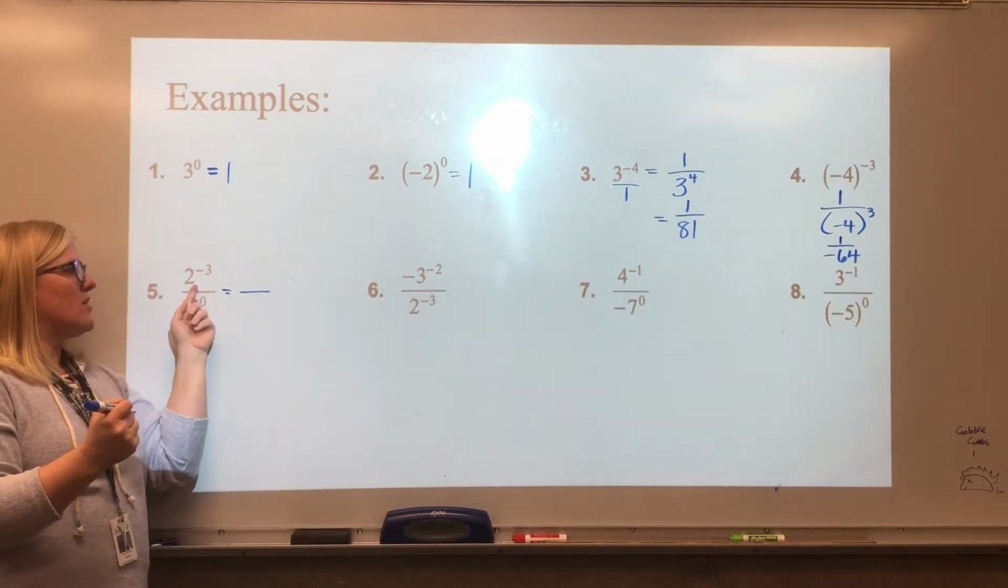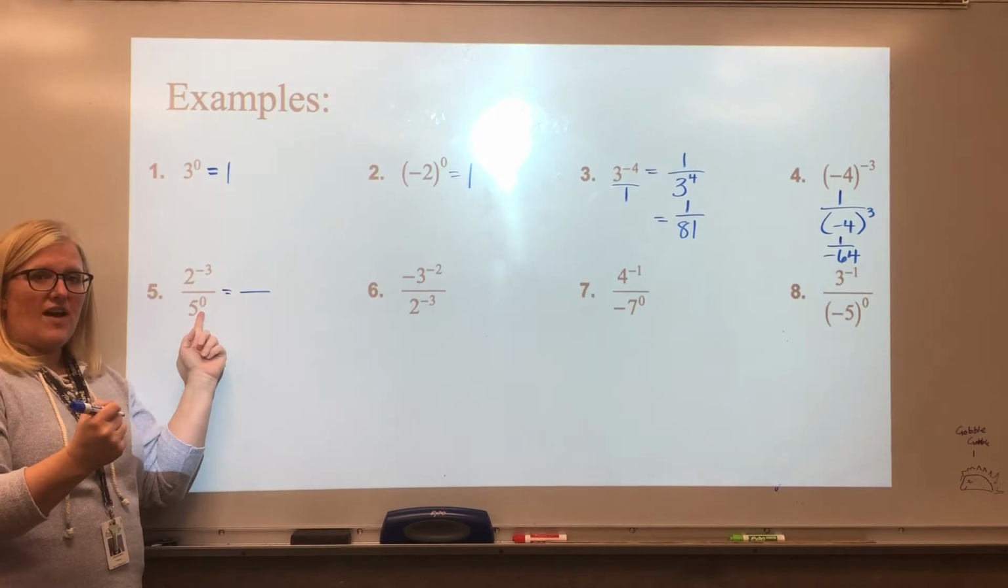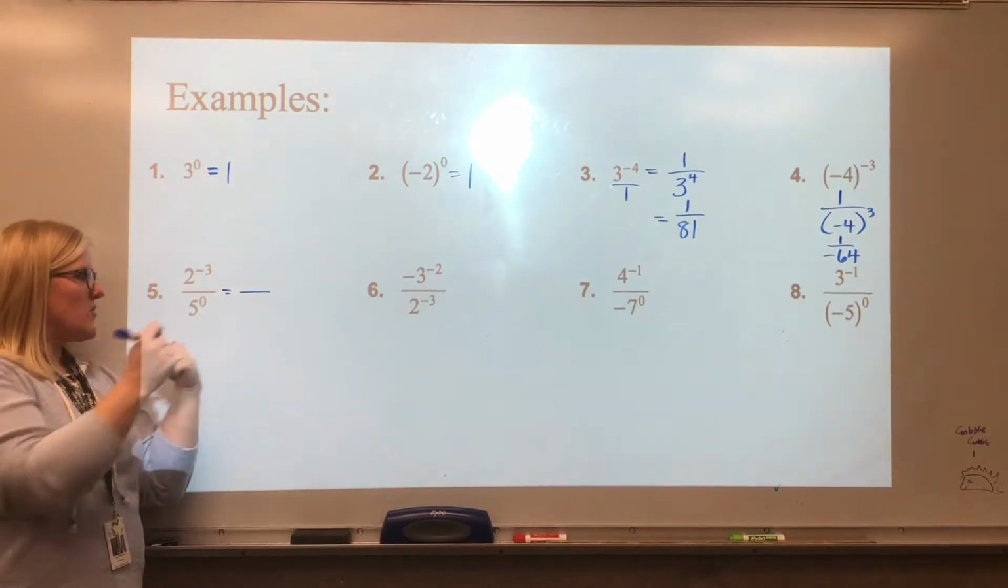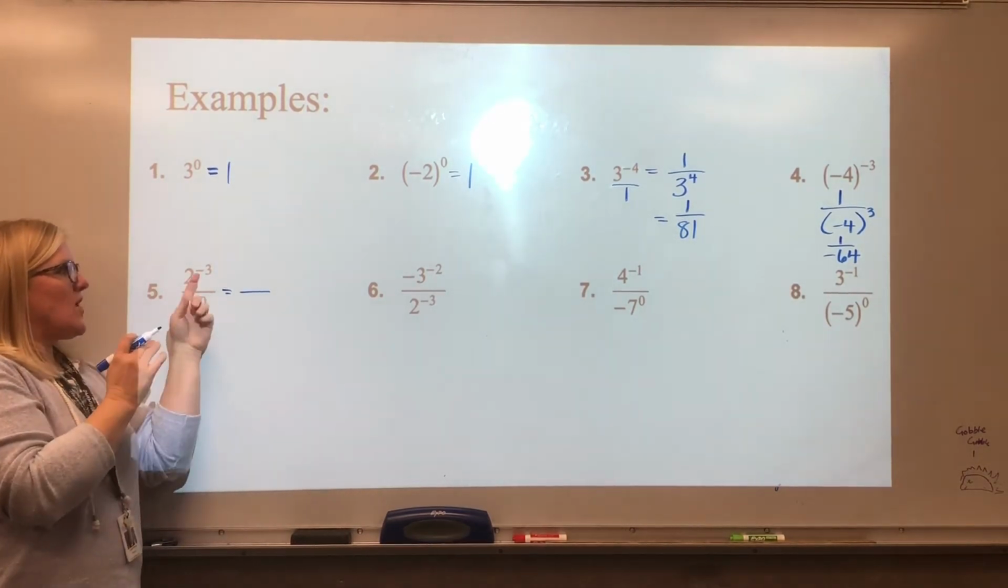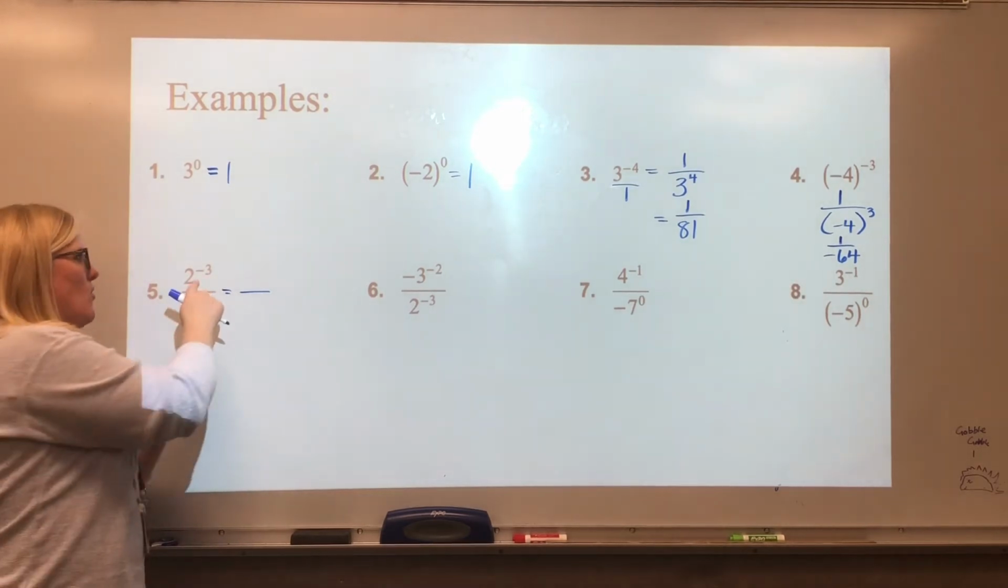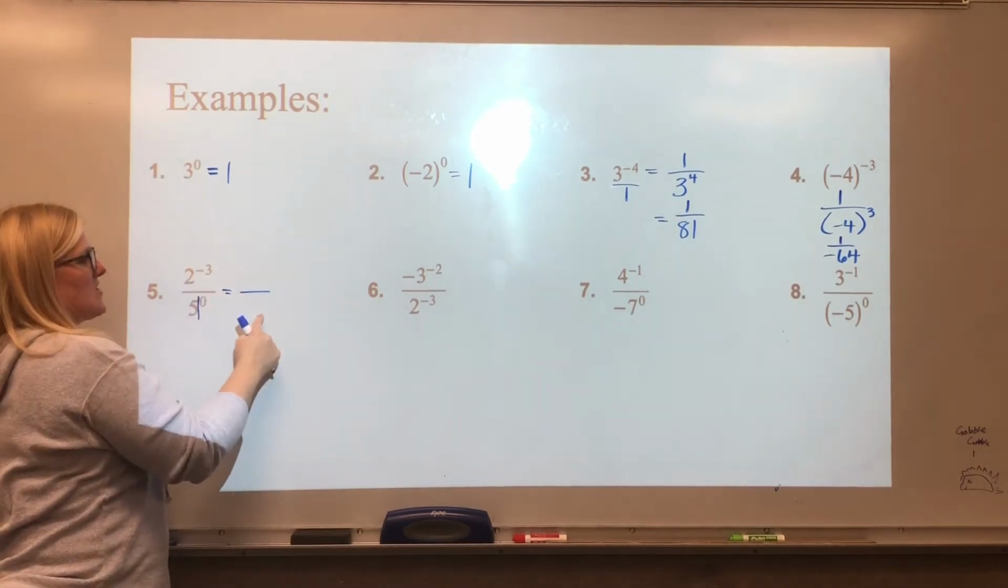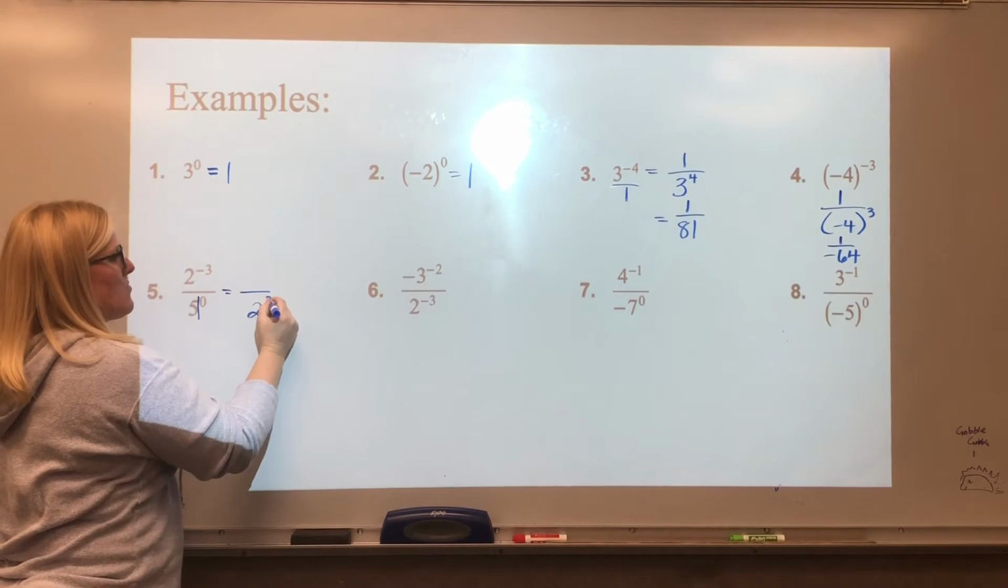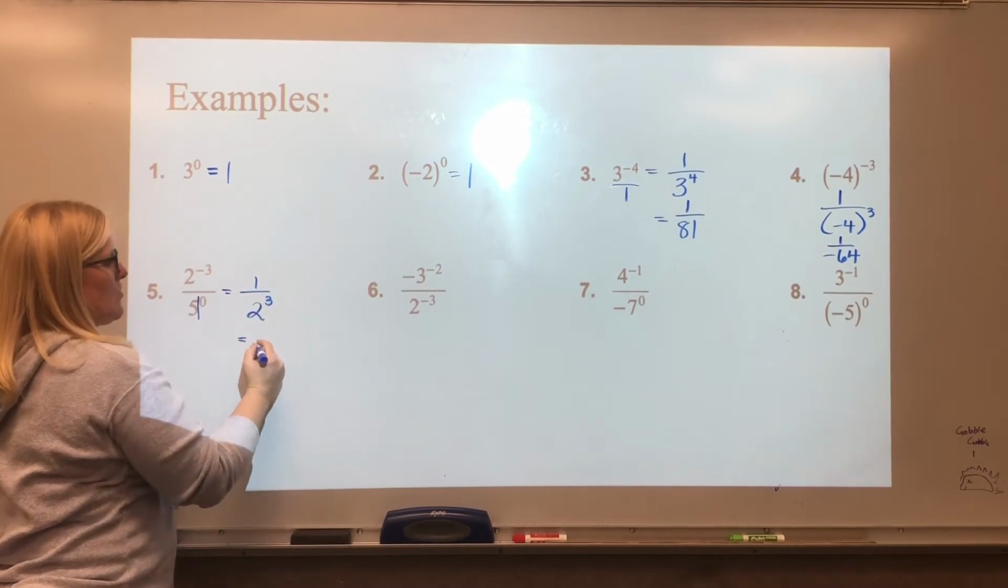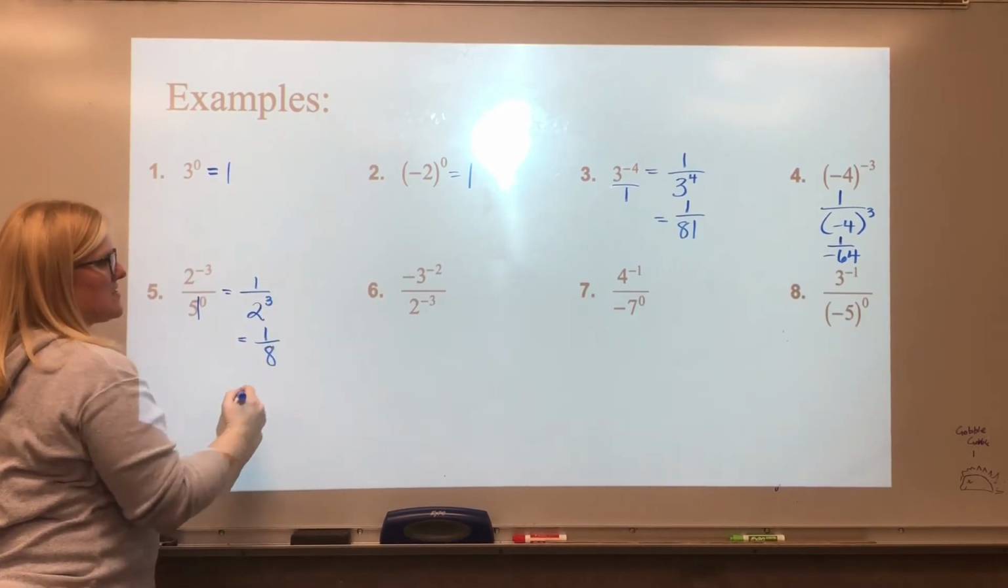So for example, this is 1. 5 to the 0 is 1. So that just becomes 1. So now I've got 2 to the negative third. Well, that means it's upstairs, it's going to come downstairs. So 2 to the third power. So this equals 1 over 8.